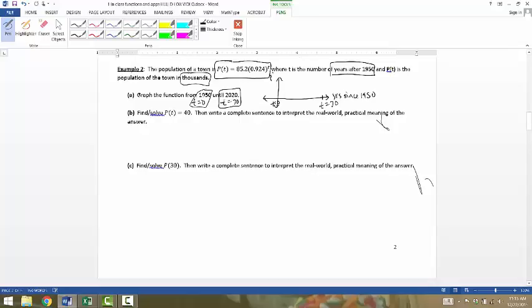Your p of t values will be here on the y-axis. The highest this function reaches is right here at 0, 85.2, and then it should go downward like this, decreasing, concave up. It's a decreasing exponential function. So it should look generally like this when you graph it.